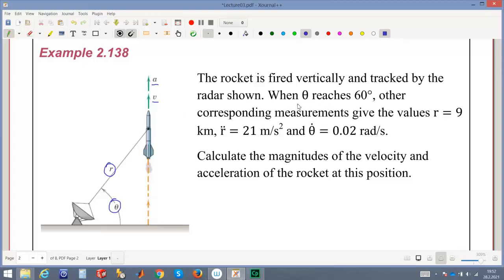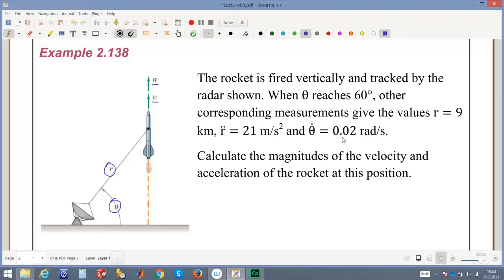And what is asked here is when theta reaches 60 degrees, the other corresponding measurements are given as r 9 kilometers, and in an actual case you would expect to measure this r. R double dot is measured as 21 meters per second squared. Well, this is just for the question. Usually you would get r dot first for you to also receive this r double dot. But this is just for the question.